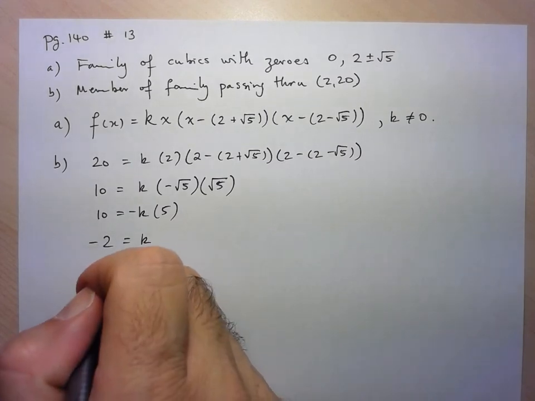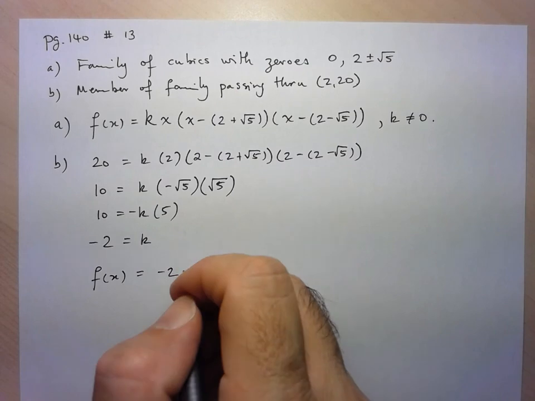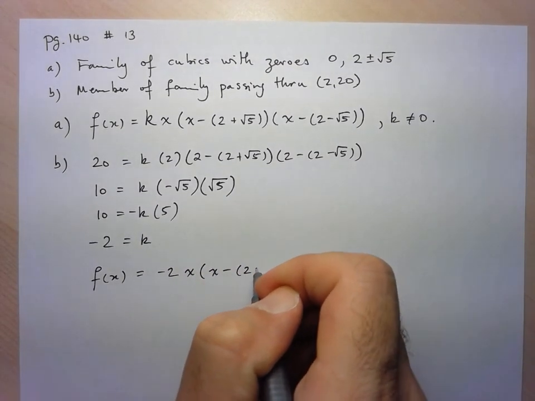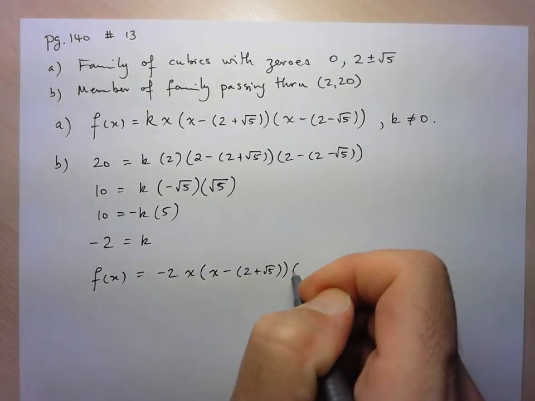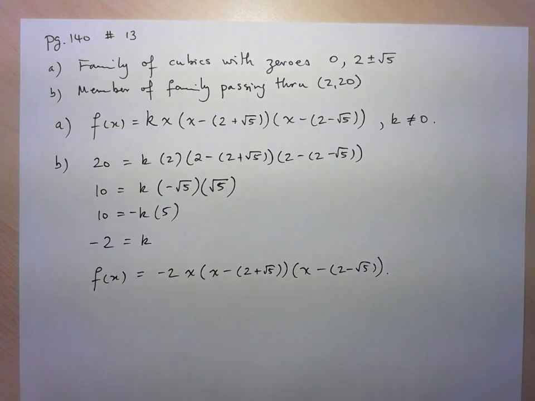Okay, so our particular member of this family is going to be equal to negative 2 times x times (x minus (2 plus root 5)) times (x minus (2 minus root 5)). Okay, and that's it for this one.